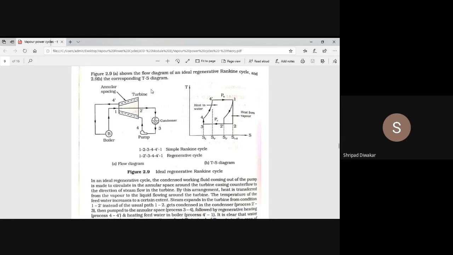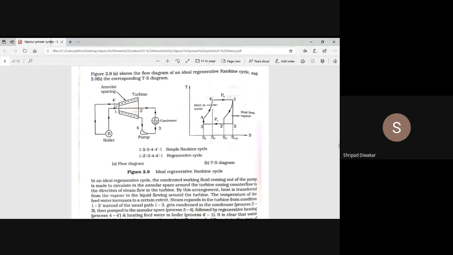When you are having the turbine casing, in that case, 1 to 2 dash is the entry of water from the boiler. Then 2 dash to 3 is your condensation process. 3 to 4 is your pumping work. Remember, 4 to 1 is most important. Here you have to take 4 to 4 dash because it is a casing. 4 to 4 dash is called the regeneration work.